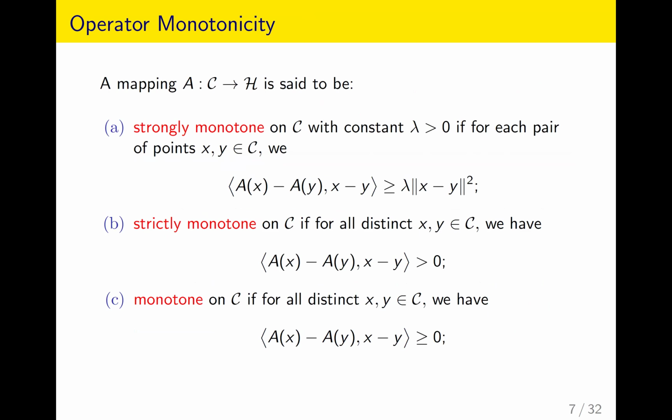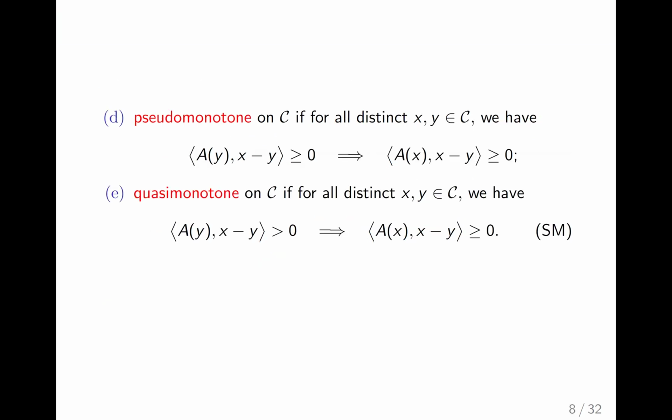There are different types of conditions on operator A. So we have strongly monotone operators, strictly monotone operators, and then monotone operators. And there are two other classes of operators, which are pseudo-monotone and quasi-monotone. And variational inequality problems mostly involve these operators.